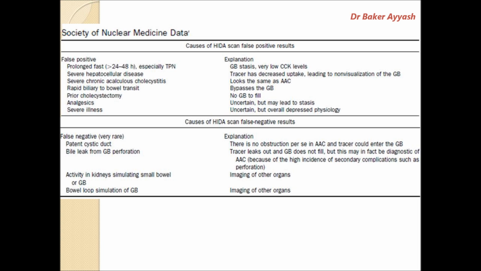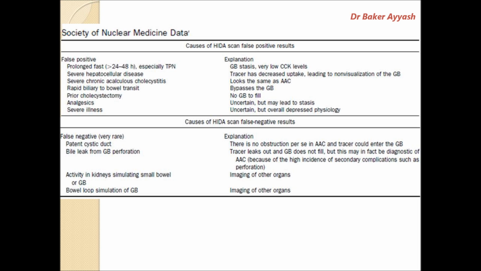If the gallbladder responds normally by contracting and emptying, acute acalculous cholecystitis is unlikely because the sick gallbladder should not respond. This slide shows us the false positive and false negative tests which occur for various reasons. False positives have been noted to occur from 5 to 90% for RC. False positive HIDA scans can occur from prolonged fasting more than 24 hours, especially associated with TPN use, severe hepatocellular disease, severe illness, severe chronic acalculous cholecystitis, analgesia, and of course prior cholecystectomy.